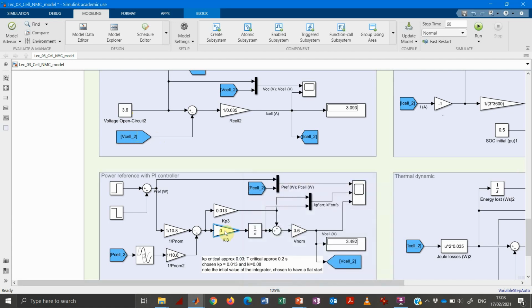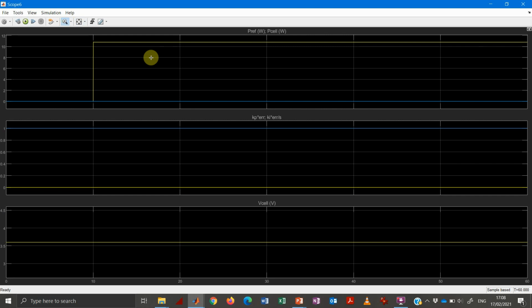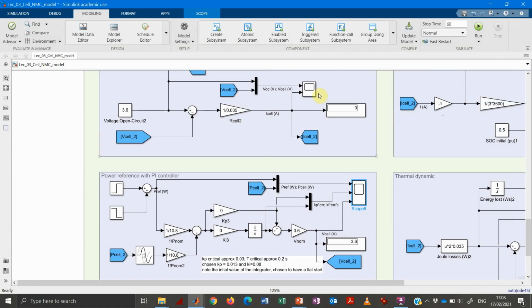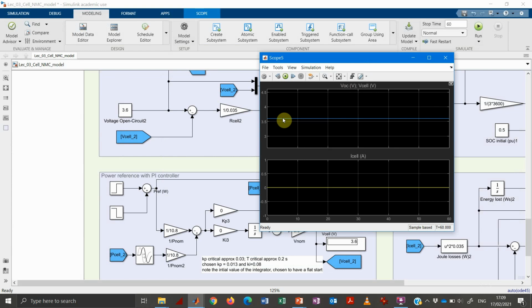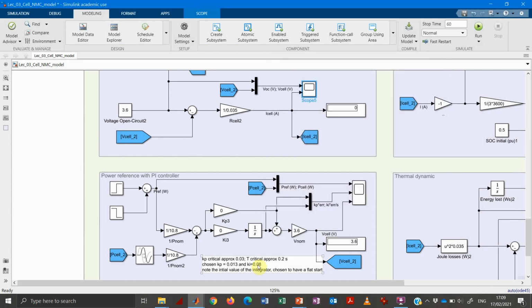The usual approach would be to take both gains equal to 0, run the simulation for 60 seconds, and get my results. I see, of course, that nothing is happening. I have my reference power that after 10 seconds goes to 10.8 watt, and the cell power does not follow because the controller is not controlling anything. As you can imagine, we have this result here on the open circuit and cell voltage. That's just going to be the same at 3.6 volt, and there is no current flow. And that's also nice to see because it means that the controller with gains equal to 0 is not messing up anything.